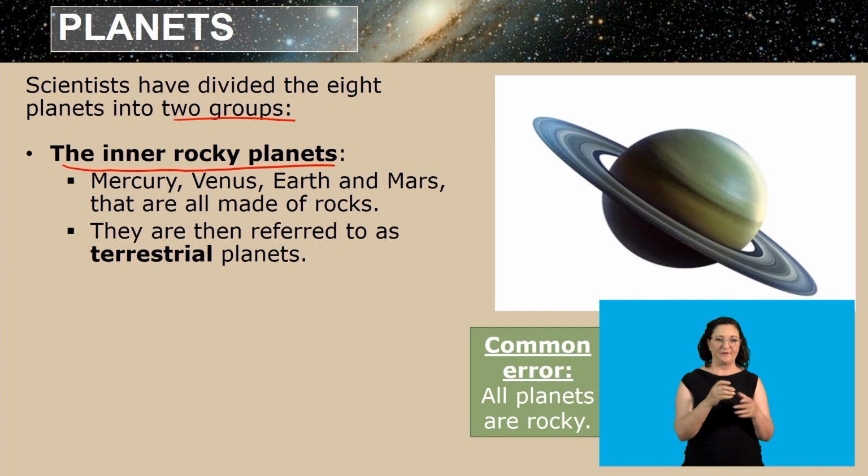We refer to them as the inner rocky planets because they are made up of rocks. Examples of the inner rocky planets are Mercury, Venus, Earth, as well as Mars. So these are the 4 inner rocky planets. They are referred to as inner rocky planets because they are made up of rocks, and because of that, they are then referred to as terrestrial planets.